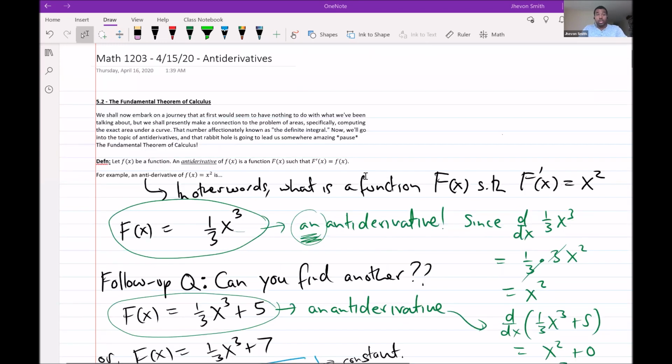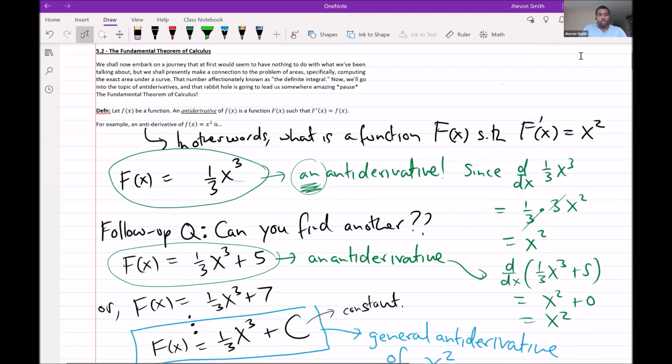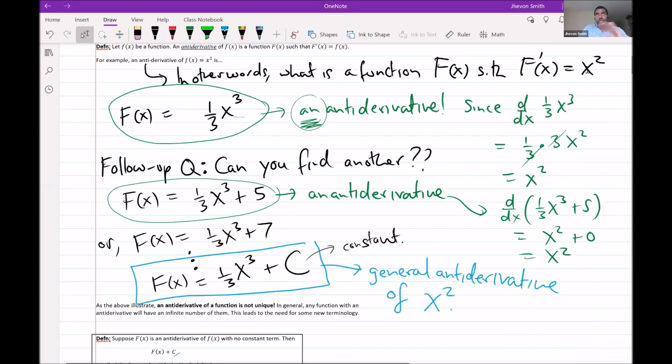So we started a lecture. The section is the fundamental theorem of calculus, so it's section 5.2 in your textbook. But we wanted to talk about a new thing before diving into that, which is the idea of an antiderivative, which is kind of what you would guess it is. It's trying to reverse a derivative. So if you have a function, y equals x squared, and someone asks you, what is the antiderivative of y equals x squared? You're just trying to reverse the derivative process.